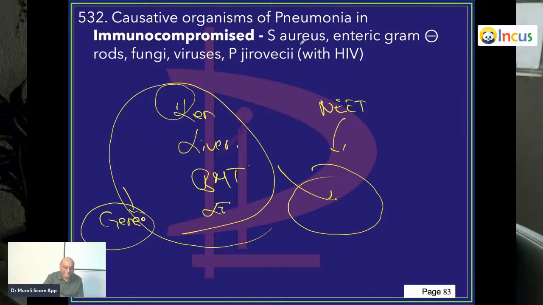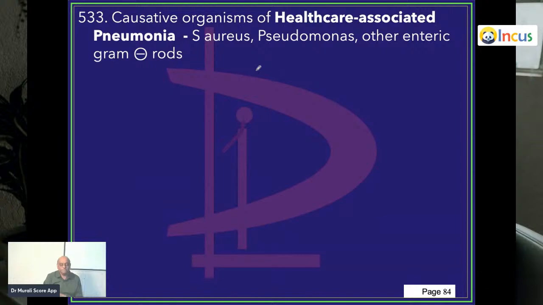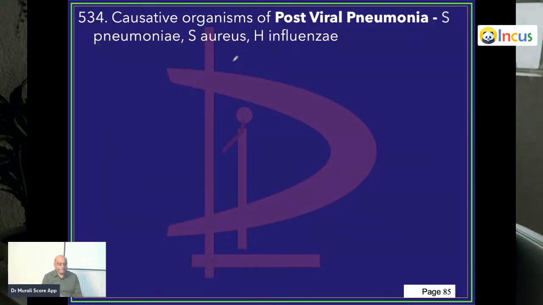So, good. So, doctor, Staph aureus, enteric gram-negative rods, fungi, viruses, Pneumocystis are very common in immunocompromised. Healthcare associated pneumonia. Most important thing is, how can you prevent healthcare associated pneumonia? Clean hand washing. If you don't do that, from one patient to another patient, you are the common transmitter. Vector is Homo sapiens. So Staph aureus, Pseudomonas, and gram negative rods are very commonly associated with ventilator pneumonia.